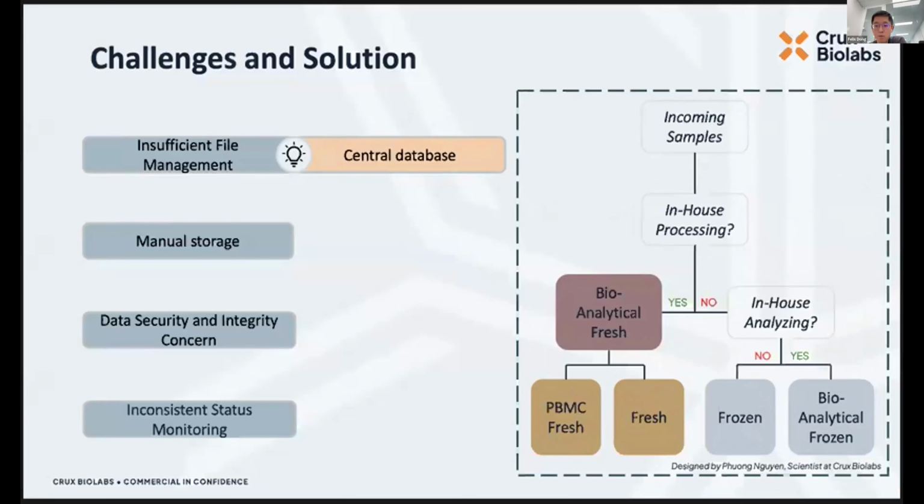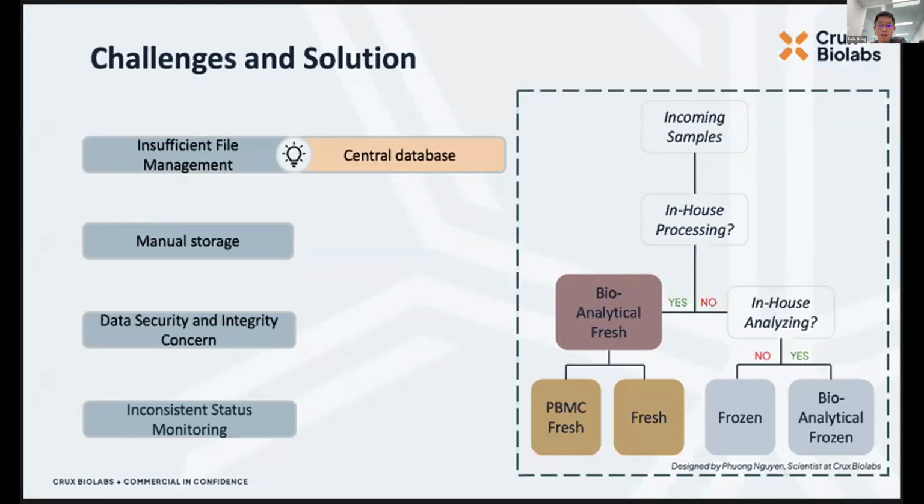So for example, if a sample arrives and needs to be processed at Crux, we will log it under bioanalytical fresh. And then the sample will be further derived into either PBMC fresh, which is for PBMC samples only, or fresh, which is for any other sample types like plasma, ctDNA, or supernatant.